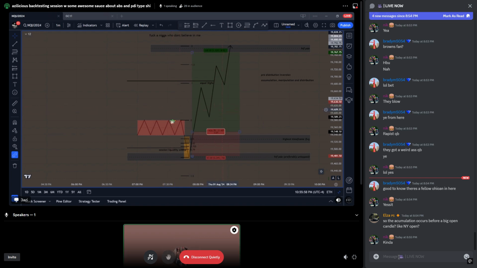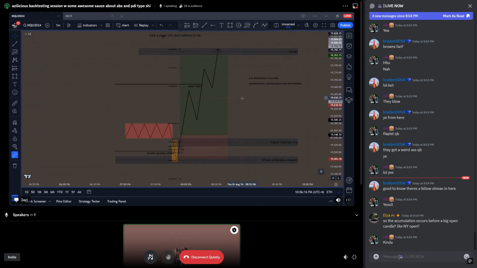So your targets should be, if your risk to reward allows it, accumulation highs, equal lows, internal highs, internal lows, and a high time frame PD array as maybe your final take profit.